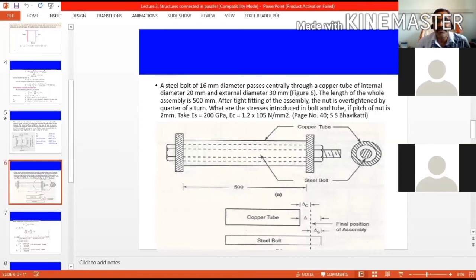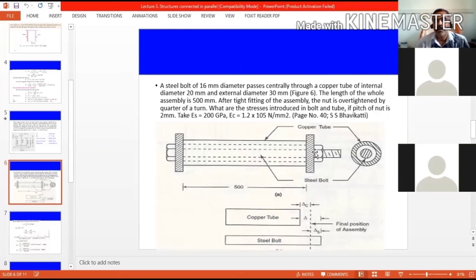You can see the side view. If you see in the side view, this is the bolt. This is the copper tube. This is the nut. There are 4 or 5 different parts. This is the bolt head. This is the bolt up to this point. Now we have 2 washers and a copper tube, and there is a nut.